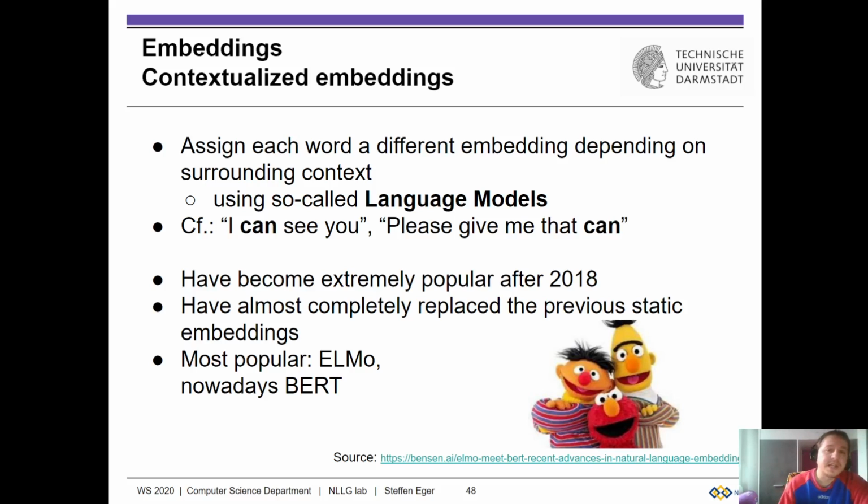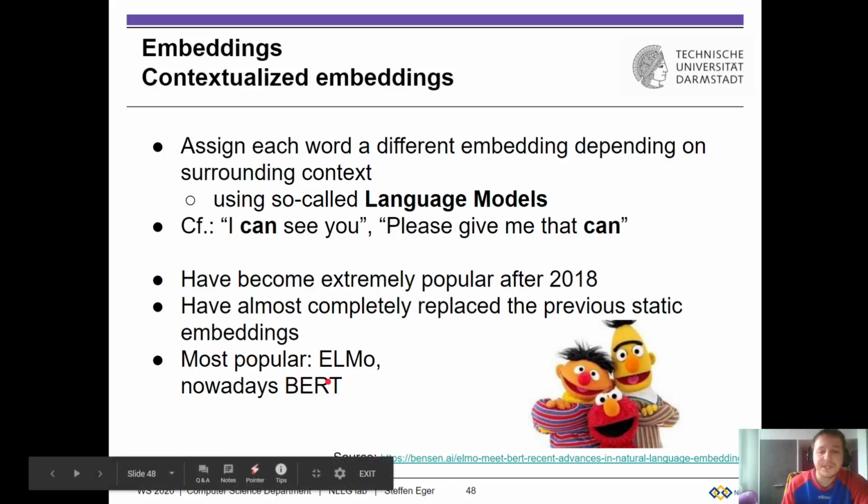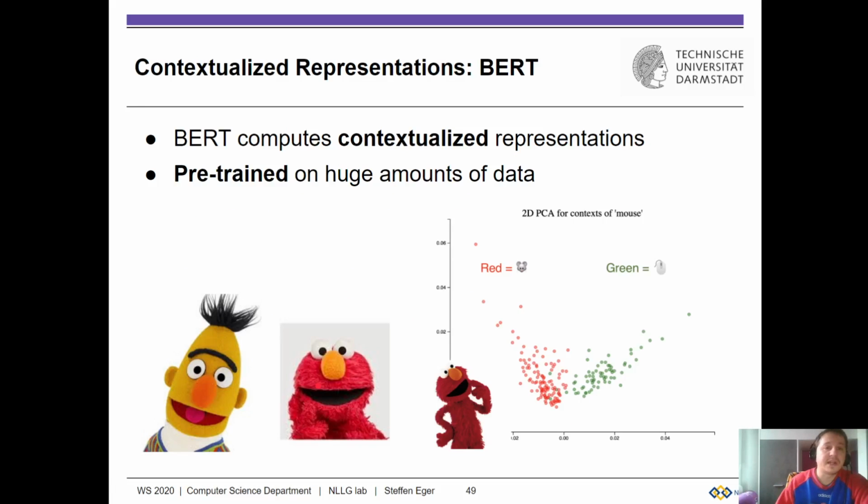And those contextualized embeddings have become extremely popular after 2018, and they have almost completely replaced the previous static embeddings. And the most popular model initially was Elmo, but that didn't last very long. Nowadays, everyone's using a variant of the BERT model, which I will then outline here.